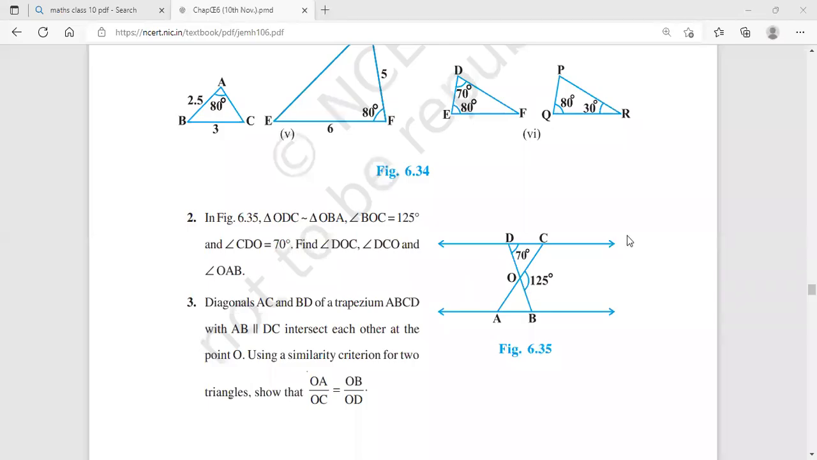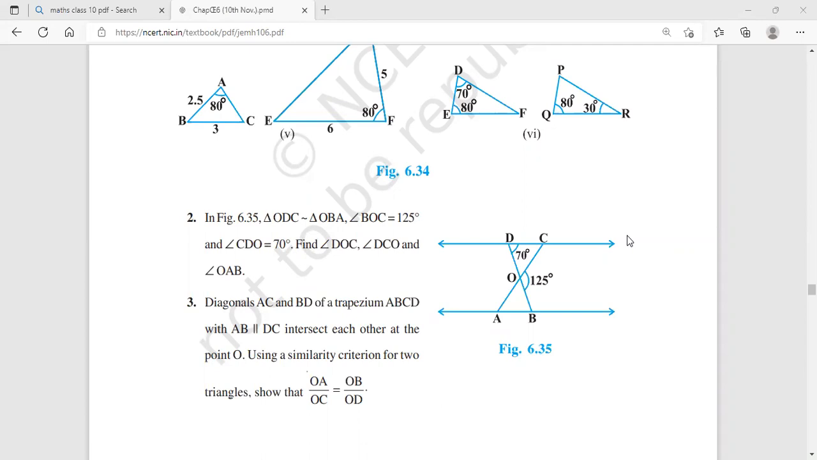Hello students. So in the previous video, we had seen the criteria for similarity of triangles and we had solved the first problem of the exercise. Let's continue with the problems. And one important thing is we are not going to follow the order in the textbook. We'll follow a different order so that it will be very easy for the exams.